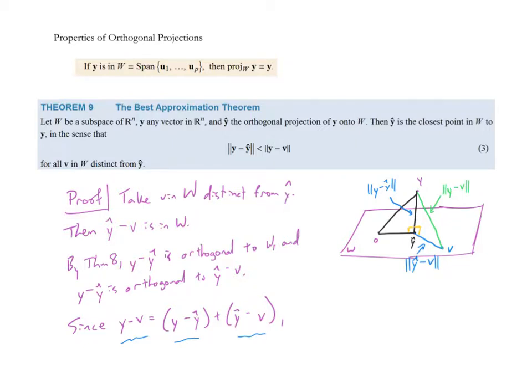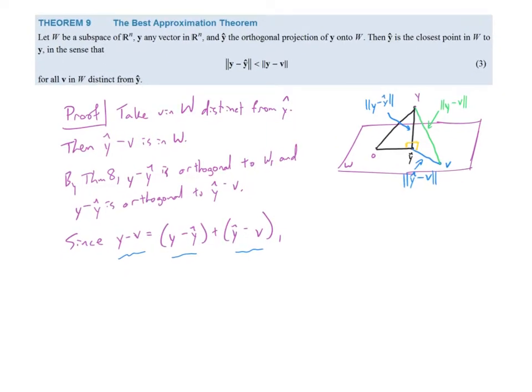And now, how do I know that that equality is true? On the left-hand side, y minus v. On the right-hand side, y minus v, and I just have my minus y hat plus y hat. So the algebra of that hopefully makes sense. I didn't change anything from the left and the right except for subtracting and adding y hat and then identifying them in my beautiful picture.